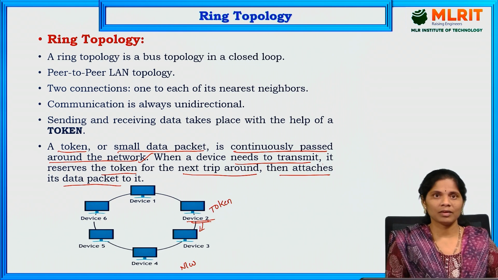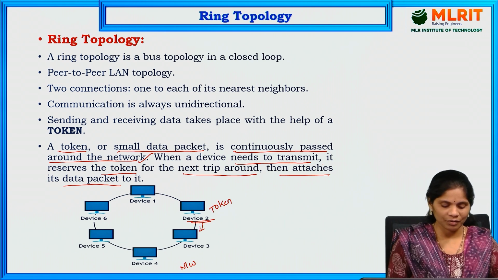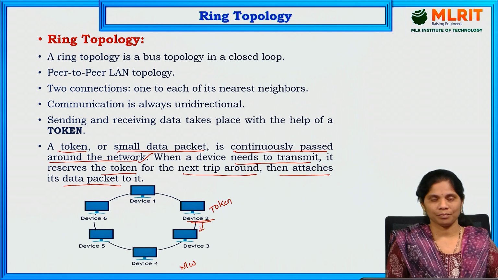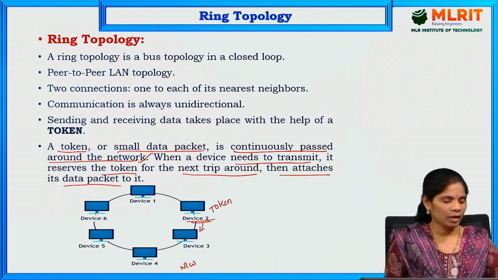In ring topology, the devices are connected in the form of a ring. At the same time, all devices have P2P network communication. So in the form of network tokens only, we are transferring the data in ring topology.